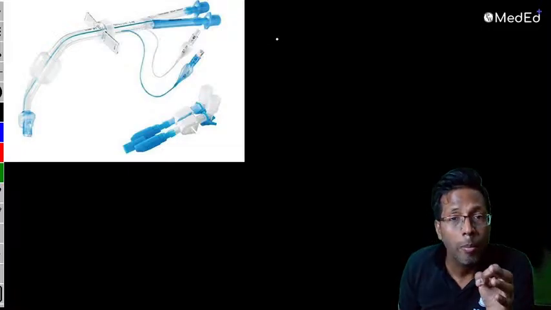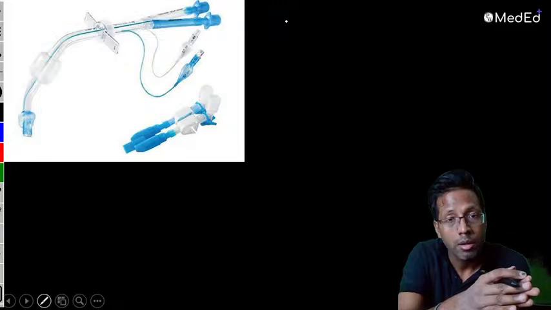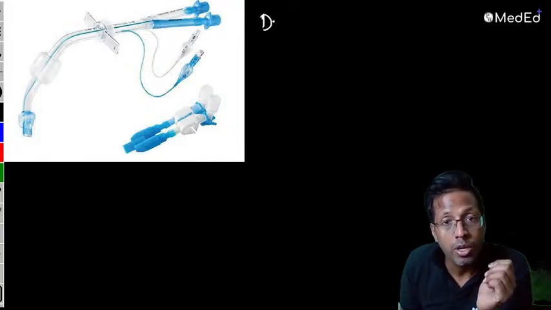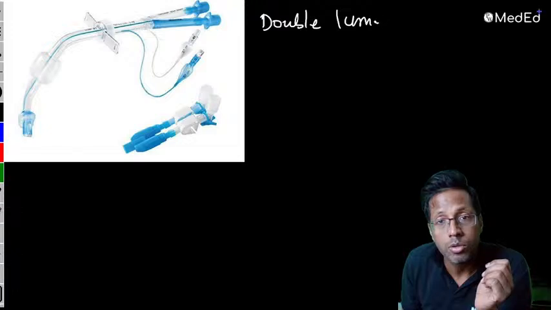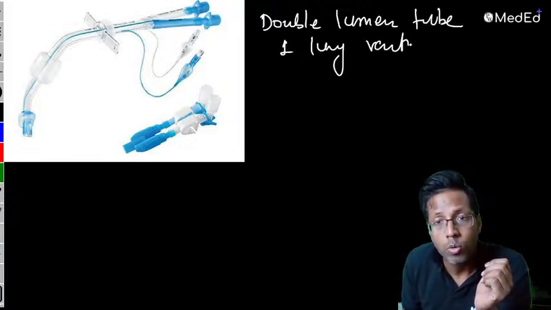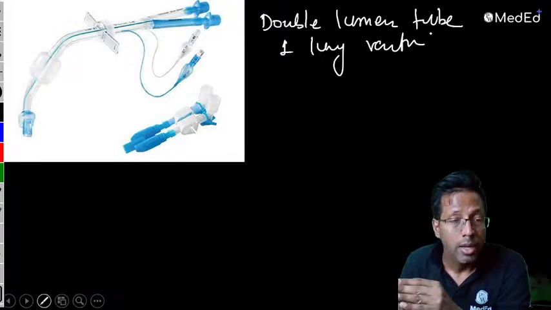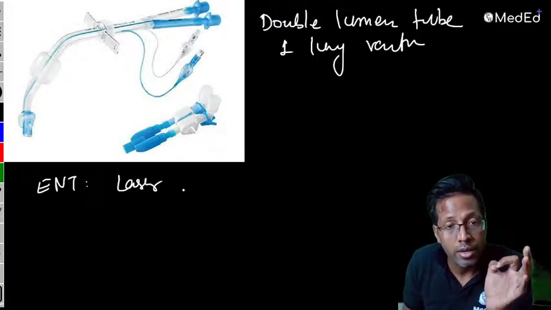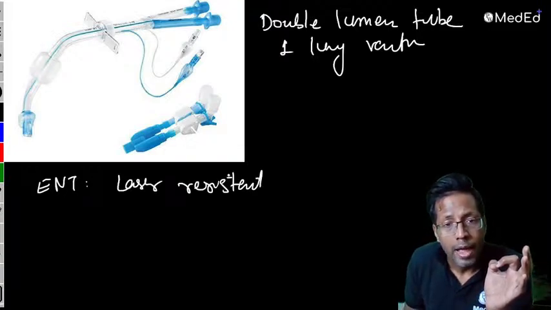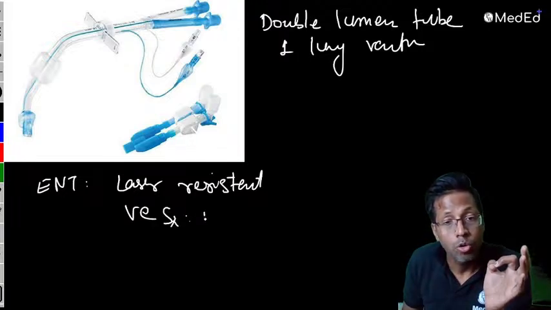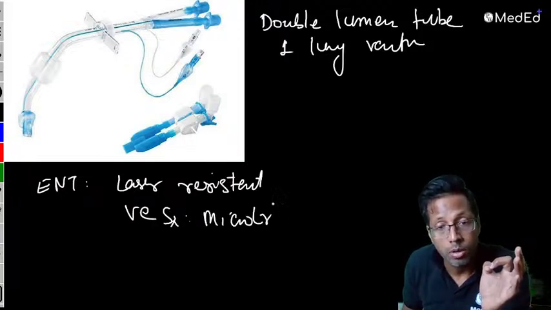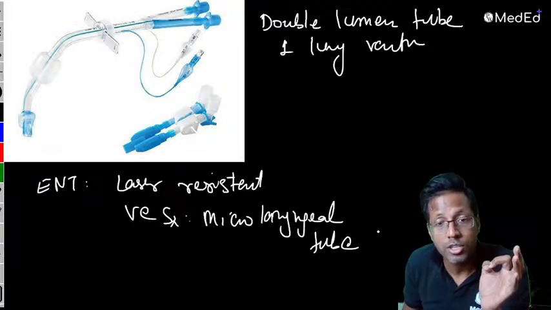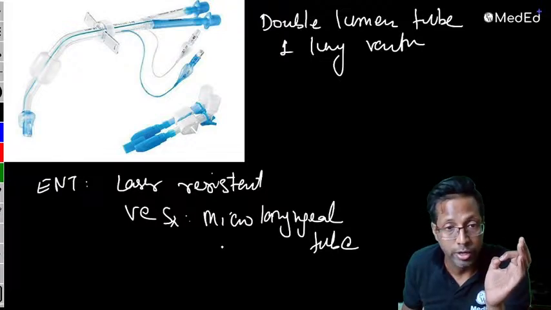Okay, you are operating upon the lungs. One lung is getting operated, the infection can go to the other lung. So for that we use a special tube which is called a double lumen tube. This is used for one lung ventilation, where you isolate the lung and operate upon the other lung. Apart from that, there are special tubes used in ENT. Especially in ENT, you have laser resistant tubes. And for vocal cord surgery, you use something called a microlaryngeal tube.